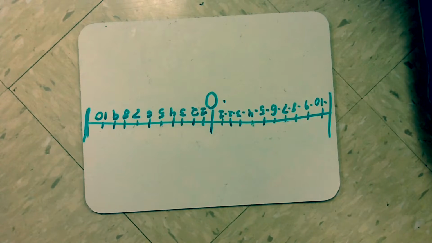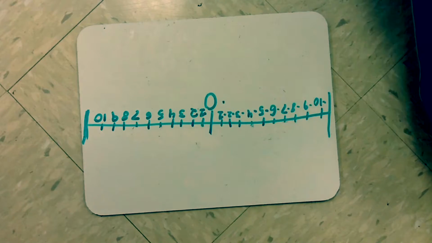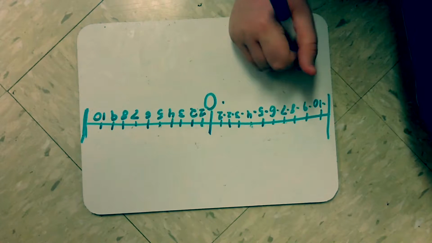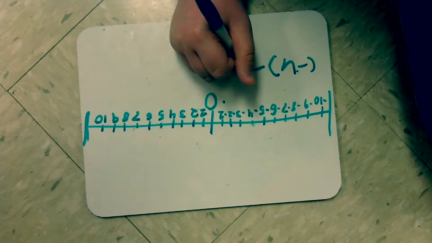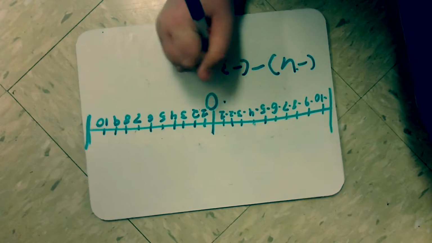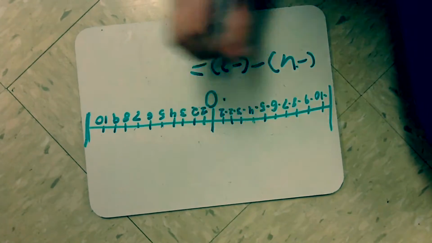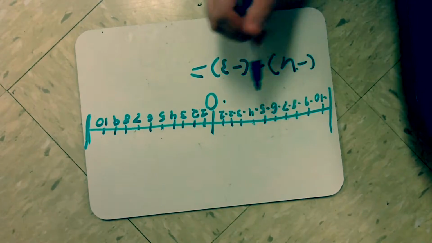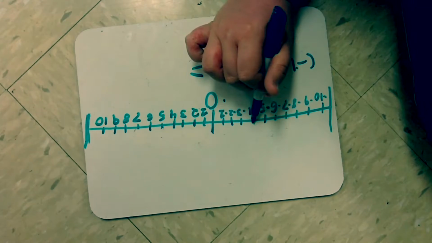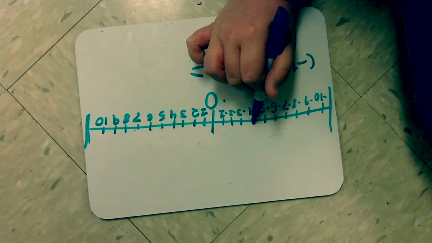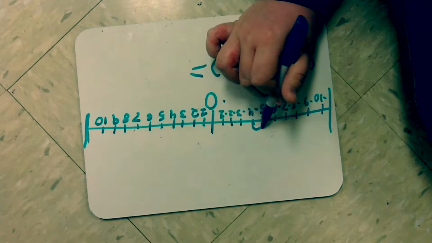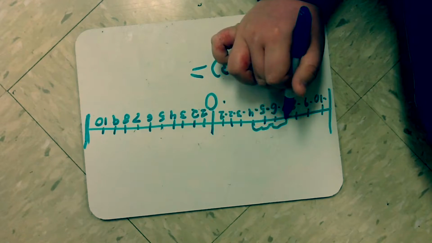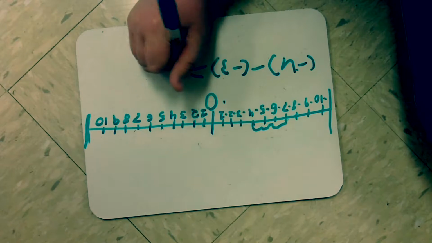Right now I'm going to show you how to add a negative to a negative using a number line. My example that I'm going to be using is negative 4 subtract negative 3. First you're going to have to find your first number. Mine's 4. Then you're going to go back by the second number. Mine's 3, so you go back 1, 2, 3. The answer is negative 7.